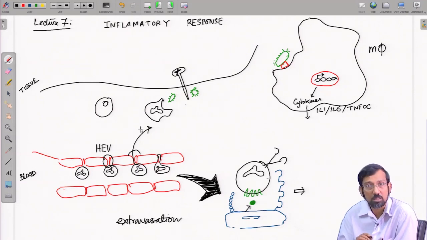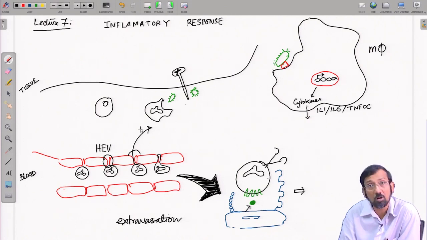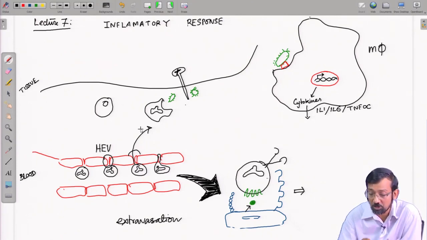Now, this process of migration of the neutrophils, which as I described is a part of the inflammatory response, occurs in steps, and it is also mediated by certain mediators which are known as the CAMs, the cell adhesion molecules.